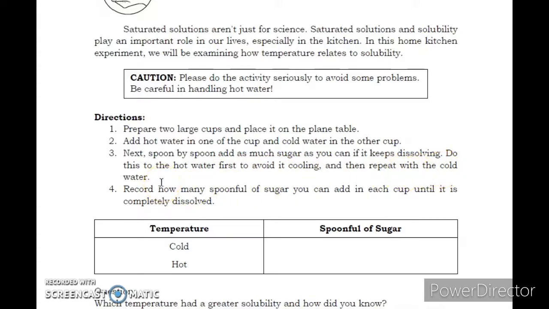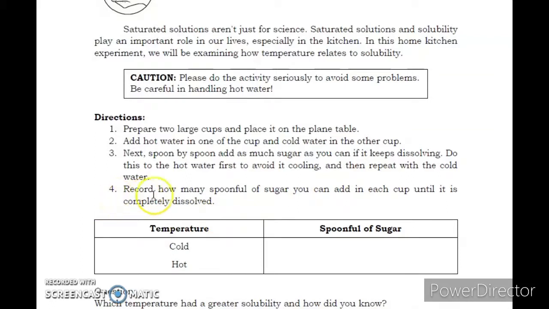So, kung available pa yung sugar ninyo sa bahay at kung hindi kayo pagagalitan ng mga nanay ninyo, so gamitin ng sugar pero magpaalam bago gamitin ng sugar. So, mag-a-add lang spoon by spoon ng sugar sa hot water. Unahin muna yung hot water para hindi kagad siya lumamig. Mag-add lang na mag-add ng sugar hanggang ito ay kayang tunawin ng water. And then, ulitin lamang doon sa cold water.